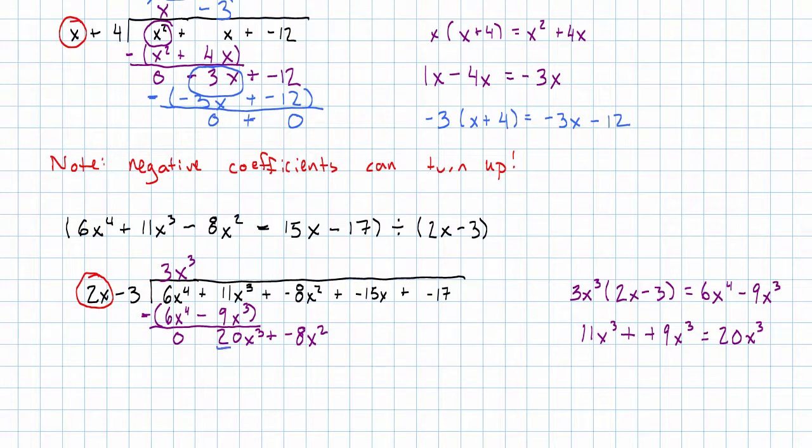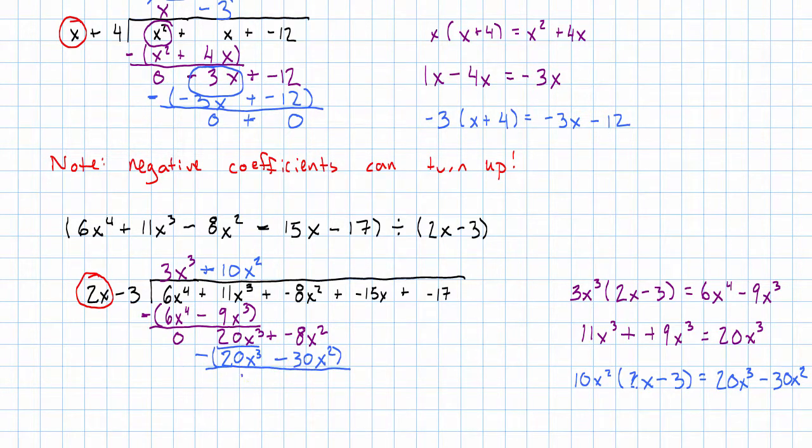Again, looking only at the first term, 2x goes into 20x to the third. Well, 2 goes into 20 10 times. X goes into x to the third, x squared times. So we have 10x squared times 2x minus 3 will be 20x to the third minus 30x squared. 20x to the third minus 30x squared. And now we subtract.